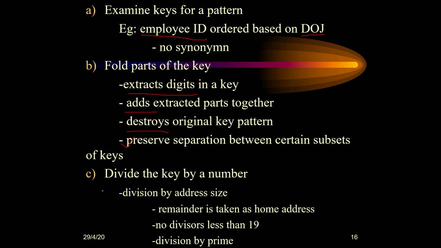And the next technique is divide the key by a number. Here we try to divide the key by a number, preferably a prime number, because a prime number does not have any factors, so preferably the remainder will be a unique one. In most cases we try to use divisors which are not less than 19 and which are prime, so that we get a remainder which is unique for every key.